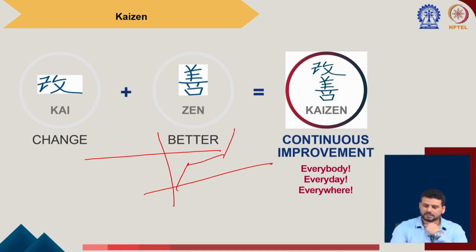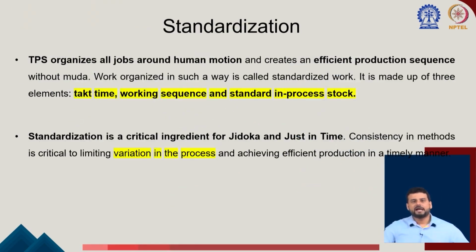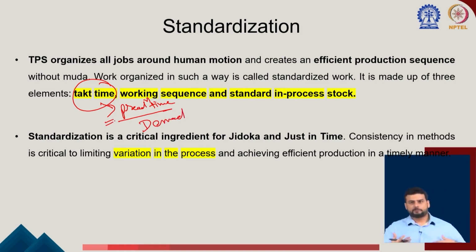In small steps, the Toyota production system started working. Everybody, every day, everywhere. It's not only with the process, with the equipment as well, with the person as well. You need to improve every day. And then standardization. If you do standardization, we calculate takt time from your production time and the demand from the market, right. So how quickly you are producing and meeting the demand, that is the idea you can get by calculating the takt time. Working sequence, how sequentially, I told you in workflow, one piece at a time.